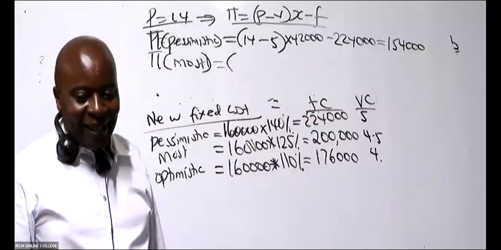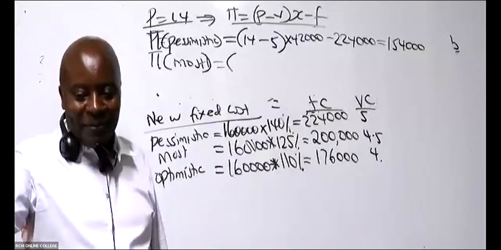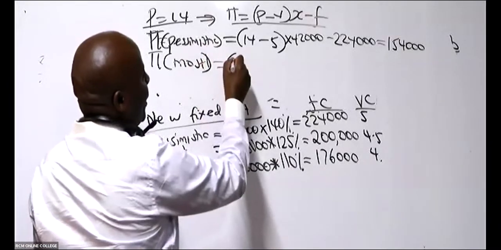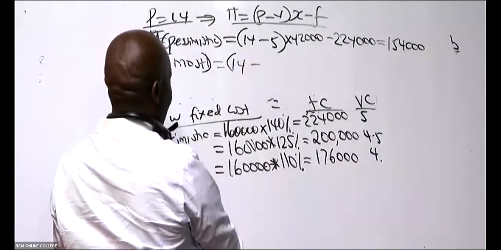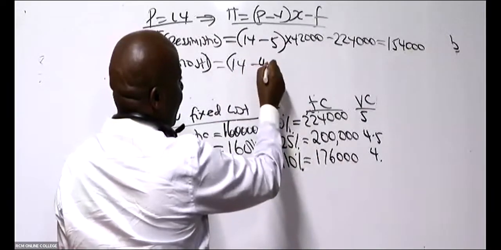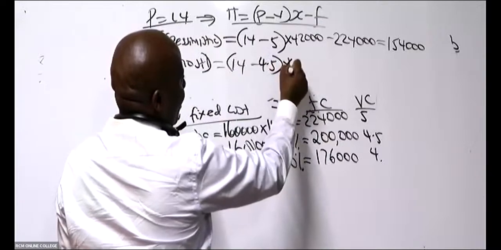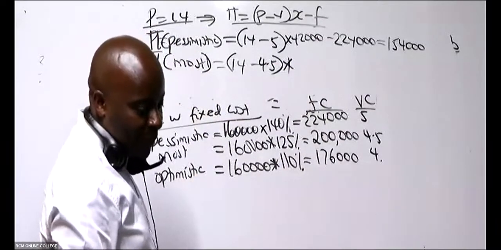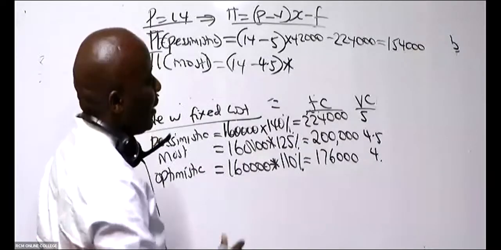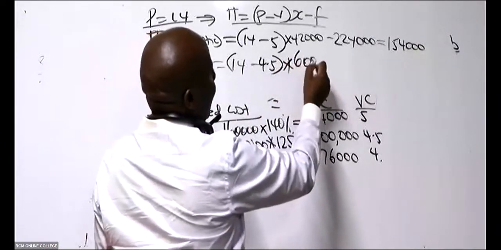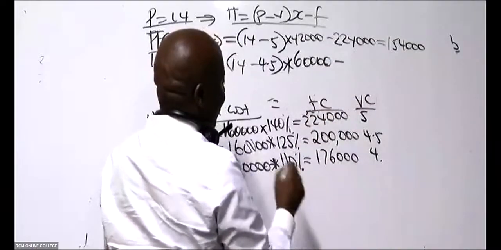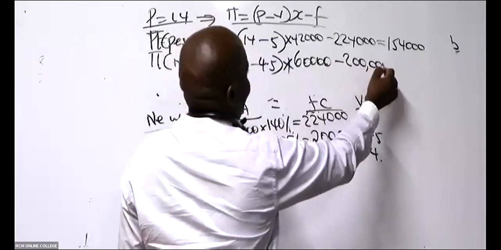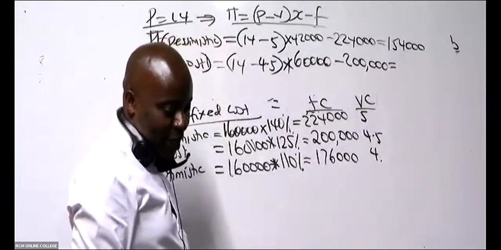370,000. Have you gotten 370? Let's do it together. So you see the price is 14. Most likely, in this case, ladies and gentlemen, variable cost is what here? 4.5. What is the most likely quantity at a price of 14? 60,000. 60,000 minus fixed costs, most likely 200,000. So this is what this sister has done.